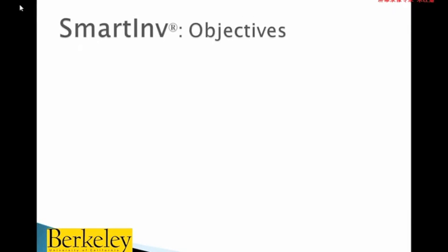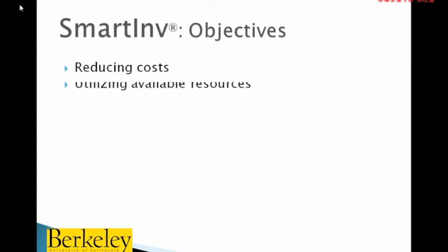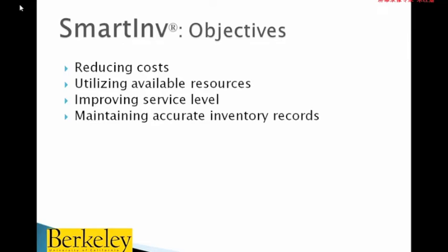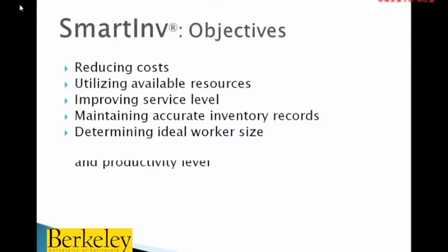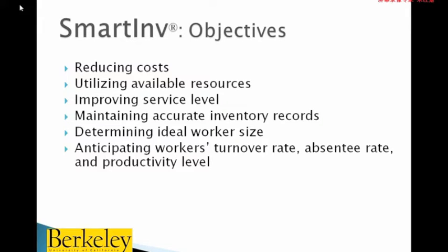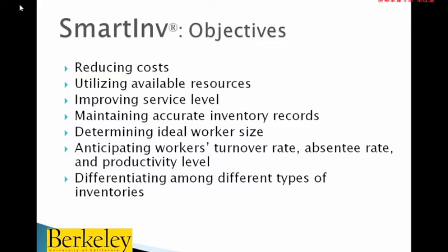The objectives of SmartInv include reducing costs, utilizing available resources, improving service level, maintaining accurate inventory records, determining ideal worker size, anticipating workers' turnover rate, absentee rate, and productivity level, and differentiating among different types of inventory.